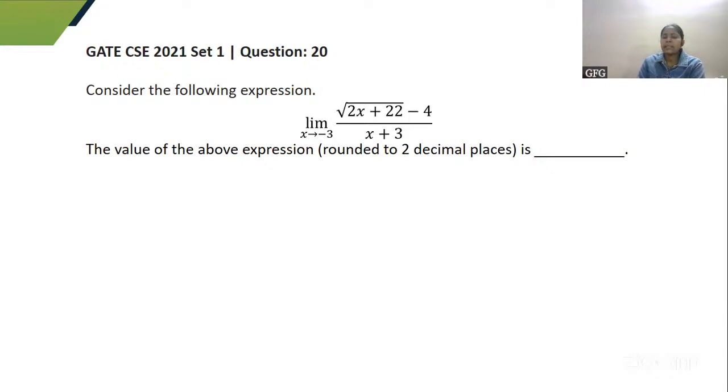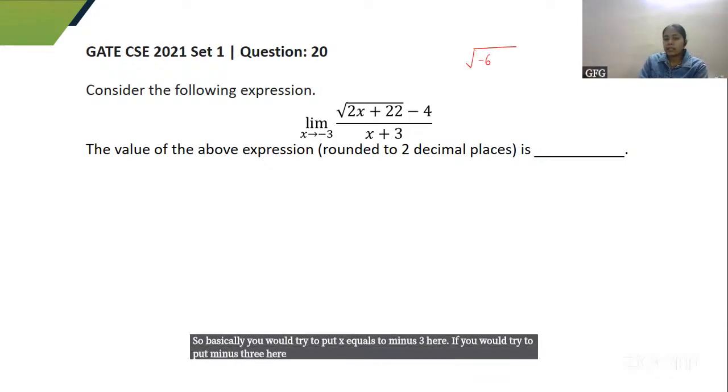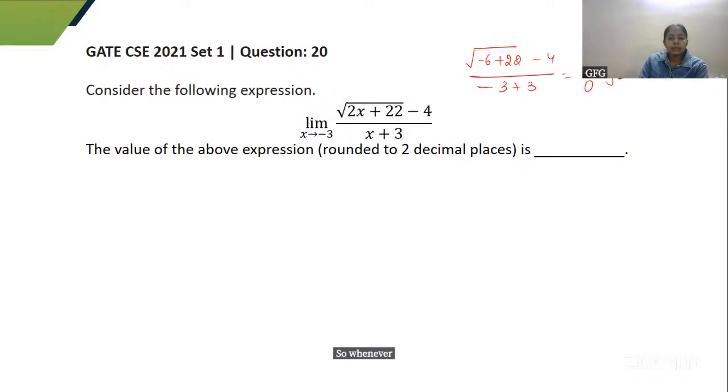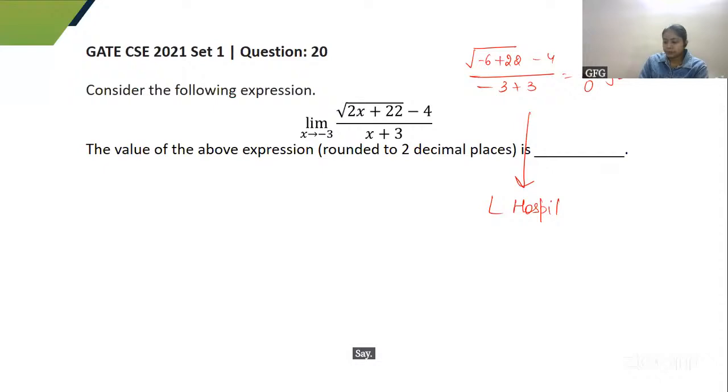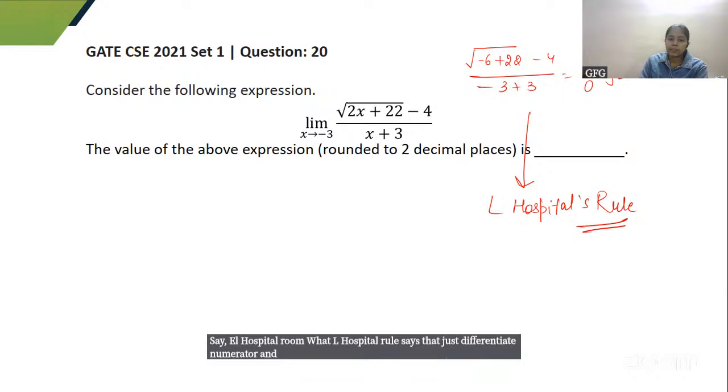So basically, you would try to put x equals minus 3 here. If you put minus 3 here, you would get minus 6 plus 22 minus 4 upon minus 3 plus 3. On solving, you would get 0 by 0 form. So whenever you get 0 by 0 form or infinity by infinity form, then you can apply L'Hopital rule, right? L'Hopital rule. What L'Hopital rule says is just differentiate numerator and denominator together with respect to x.